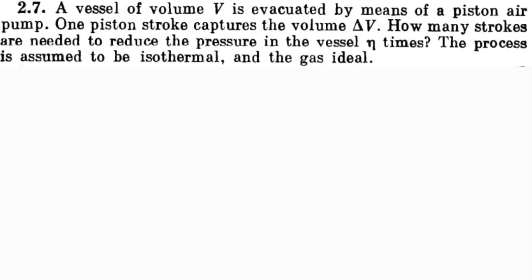So let us begin with the seventh problem in this series, and the seventh problem is problem number 2.7. A vessel of volume V is evacuated by means of a piston air pump. One piston stroke captures the volume delta V. How many strokes are needed to reduce the pressure in the vessel eta times? The process is assumed to be isothermal and the gas is ideal in nature.